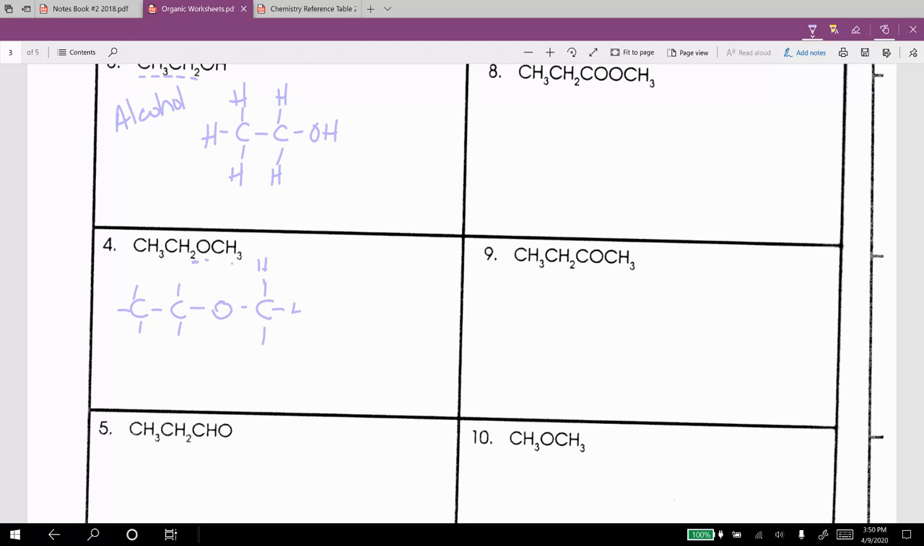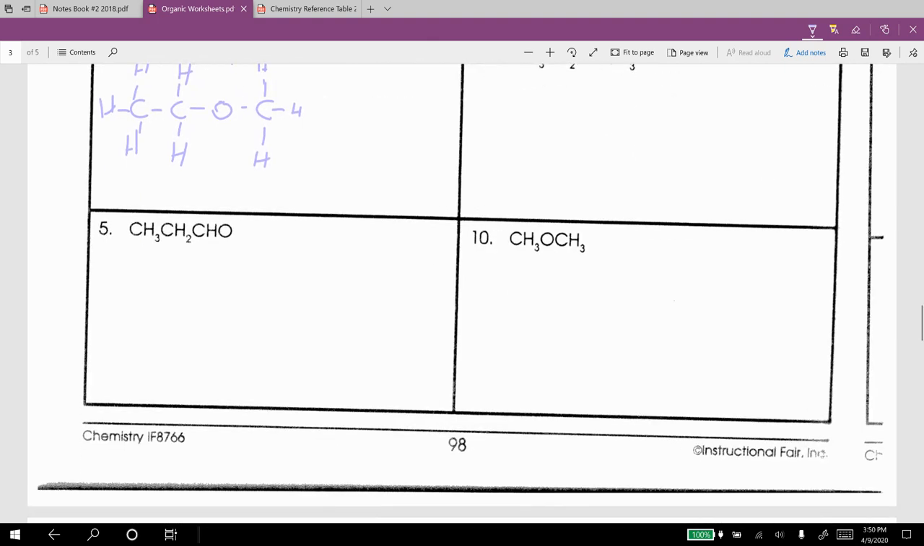And then H is H, H, H, H, H, H, and H. Okay. Now let's look at our next one. Let's look at number 5. All right. In our combination here, we have a chain of carbons with a CHO at the end.